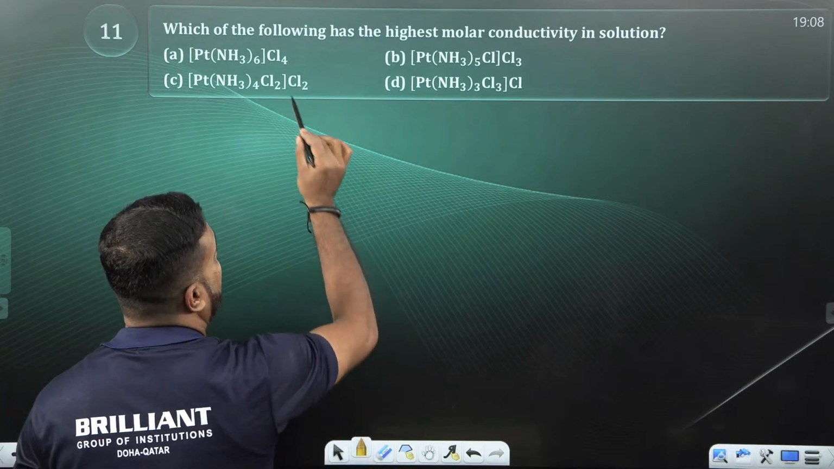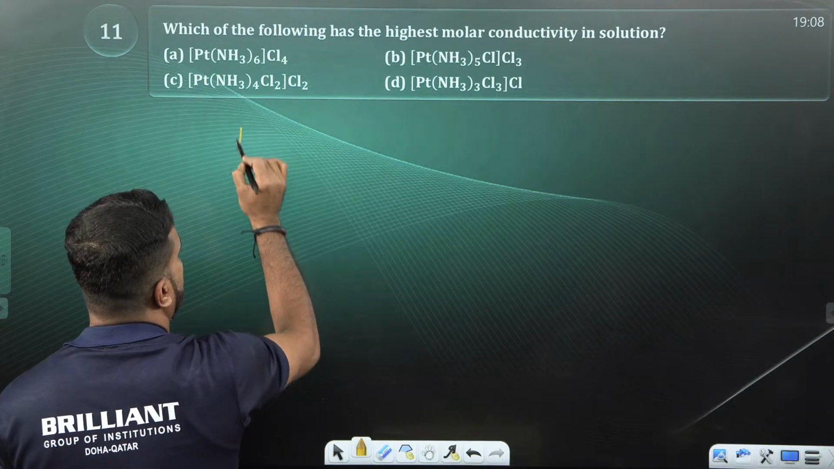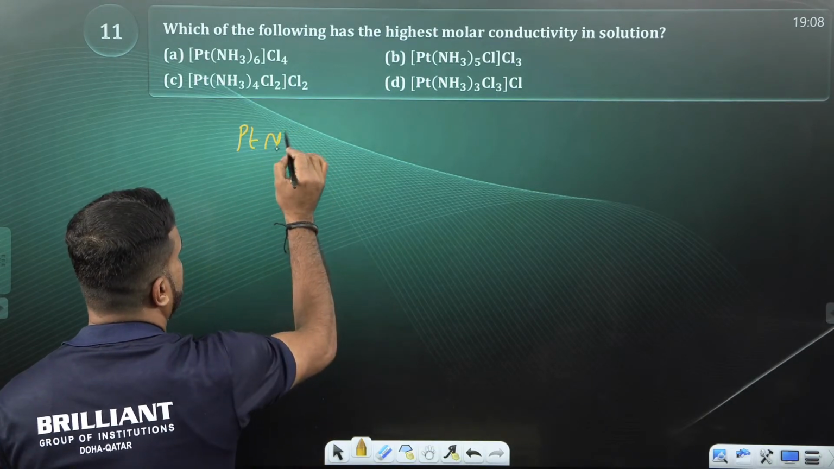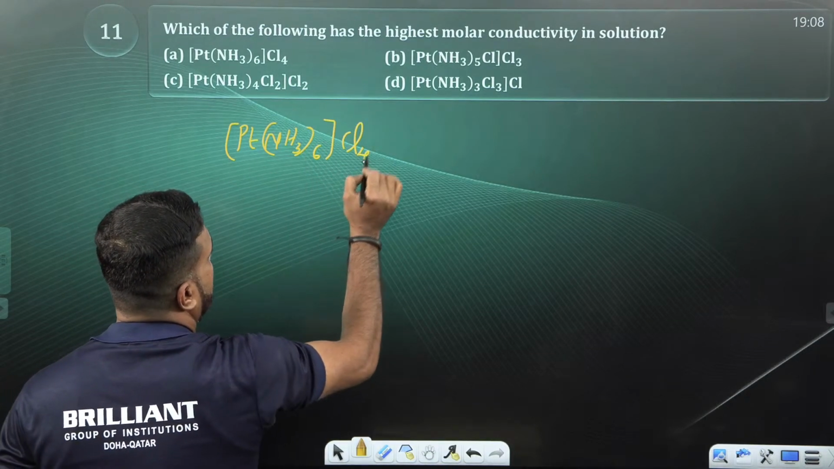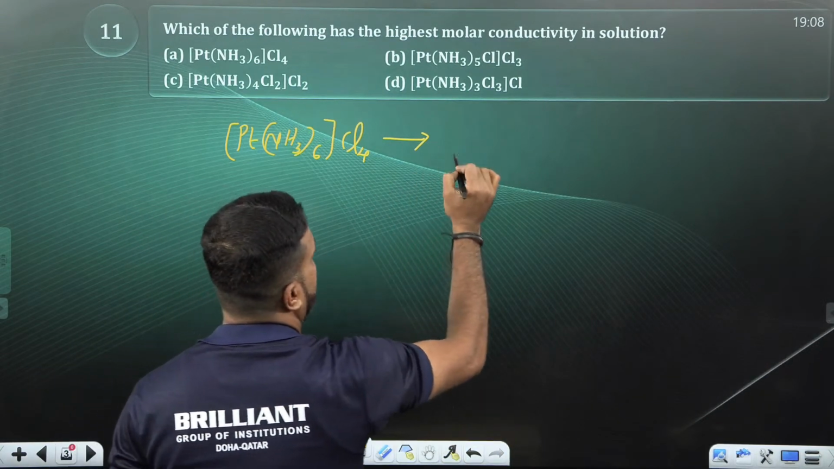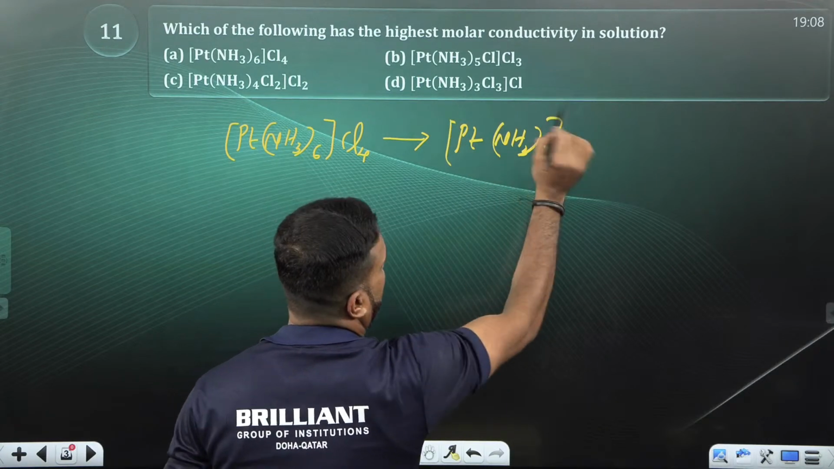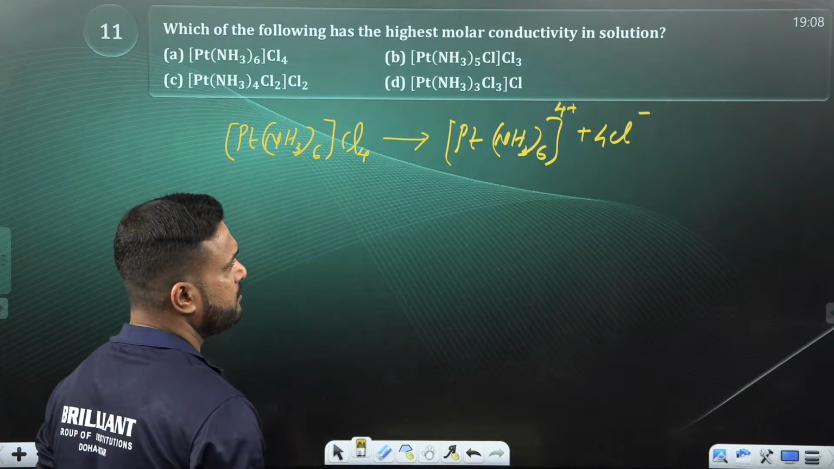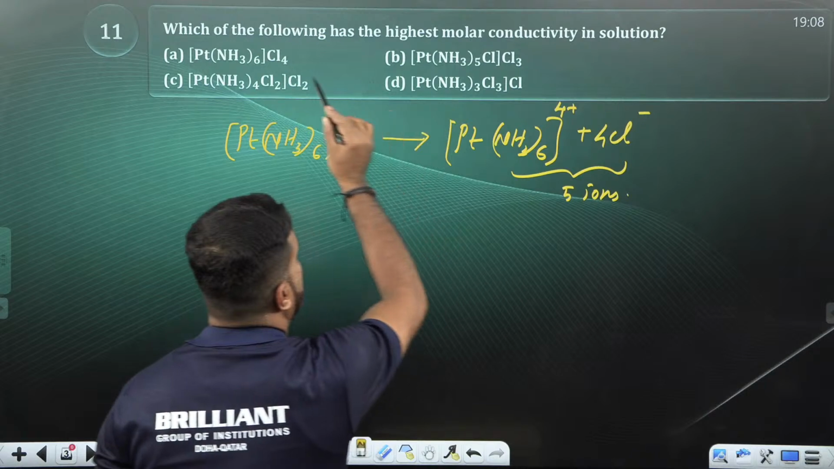So maximum number of ions means obviously the option will be A, because the compound is [Pt(NH3)6]Cl4. When this dissociates, you will be getting [Pt(NH3)6]4+ plus 4 Cl minus. Correct. Then the total number of ions produced is 5 ions, which is the maximum number of ions.